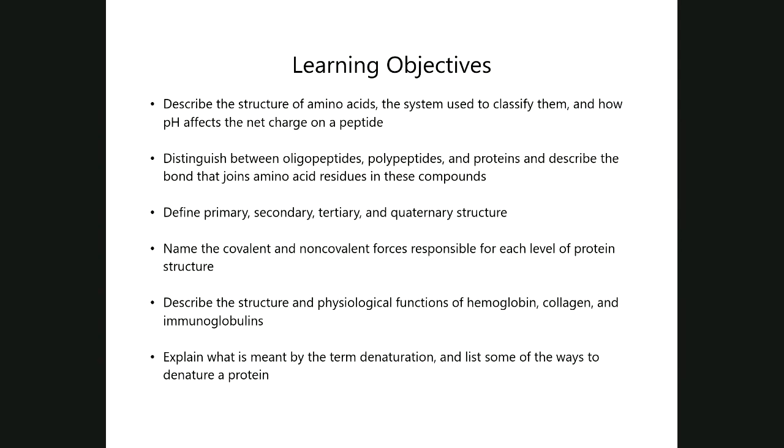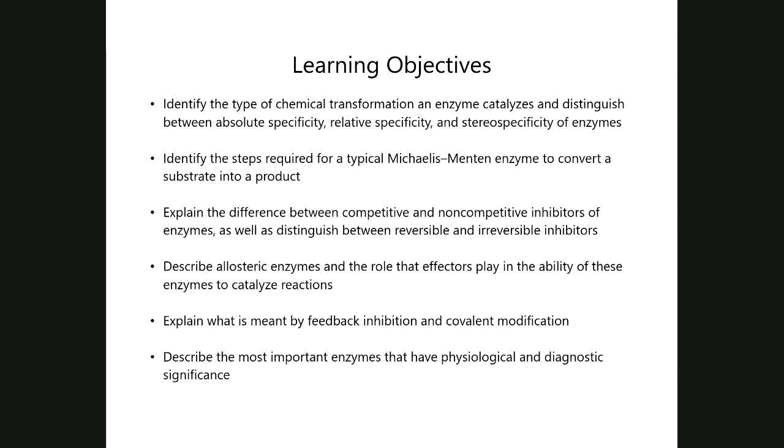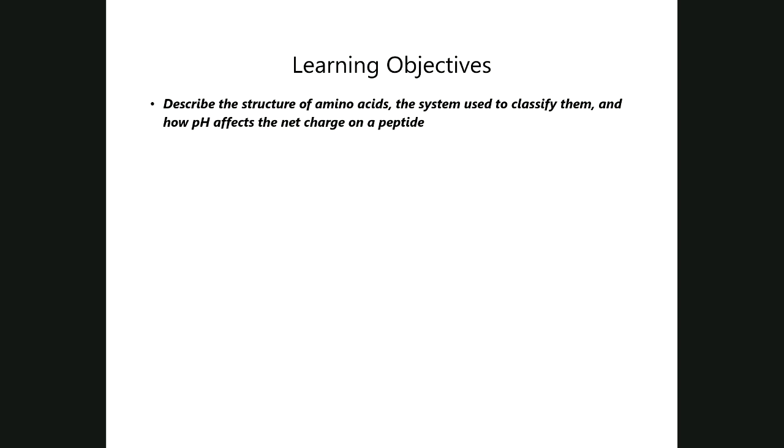So again, here are the learning objectives that you can read on your own, and that will help to guide you as you study for the different modules that are presented in the course. We're going to start talking about the structure of amino acids and how we classify them. Because they contain both amino and carboxylic acid groups, and amines are basic compounds while carboxylic acids, as their name implies, are acidic compounds, they both coexist in the same structure. So pH has an enormous effect on the net charge and the ultimate structure that these types of compounds display.